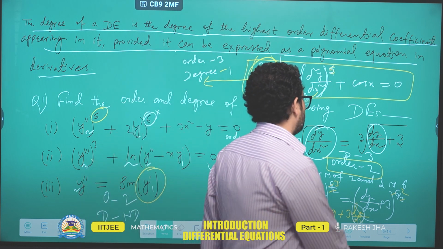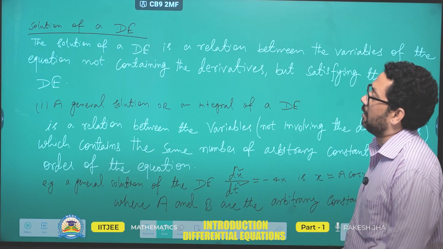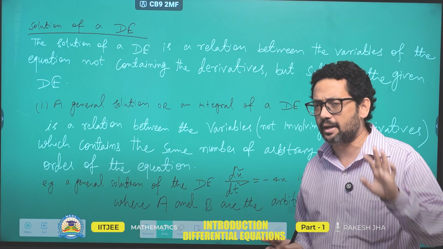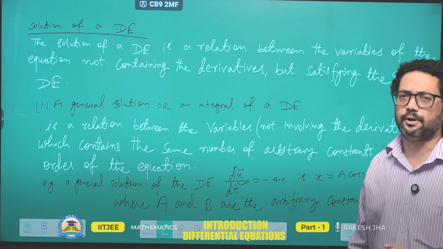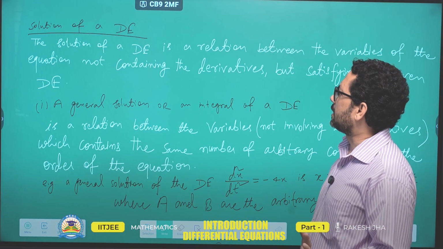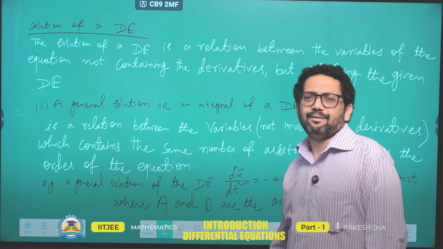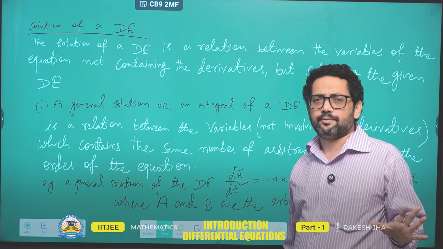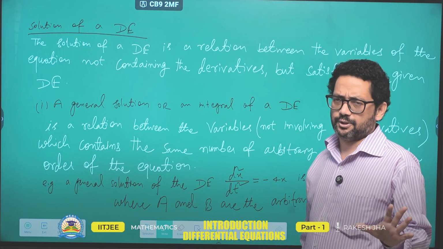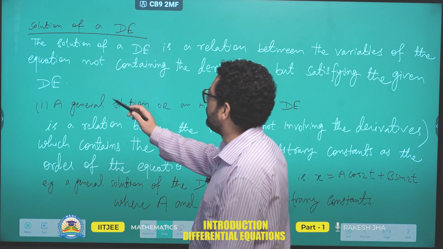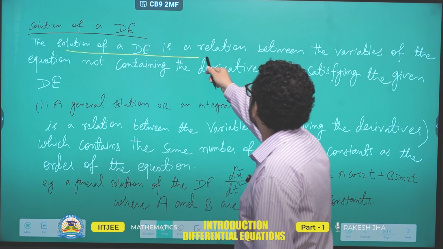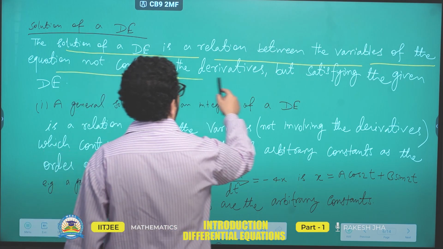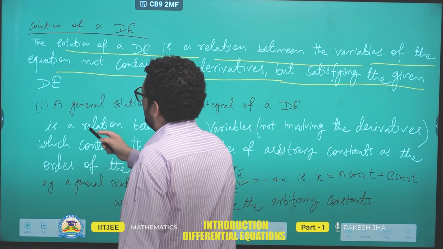Okay, now let's move to the next. Now we shall be dealing with the solution of the differential equation. As I have mentioned already, we have the general solution and the particular solution of a differential equation. So here general solution is simply solving the differential equation. We will talk step by step about the different steps for solving different types of differential equations. So here the solution of a differential equation is a relation between the variables of the equation not containing the derivatives but satisfying the given differential equation.